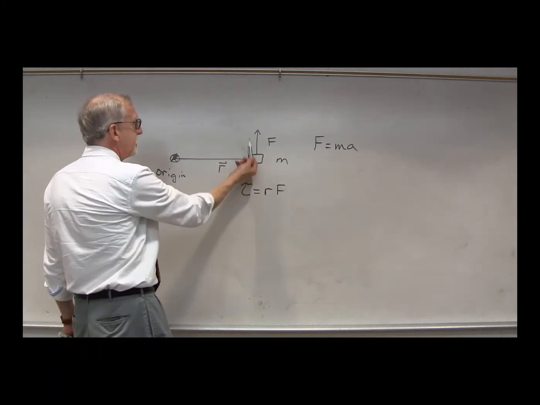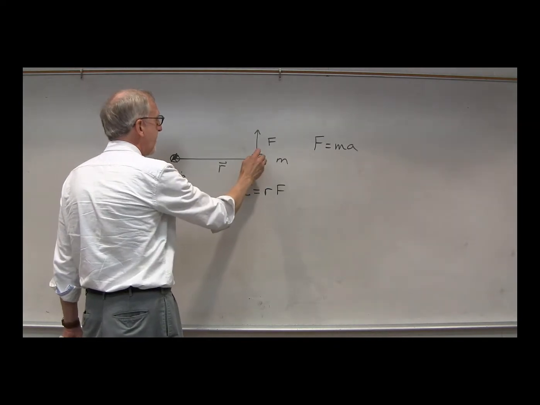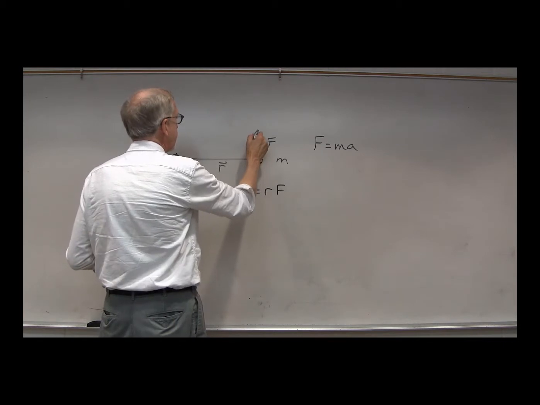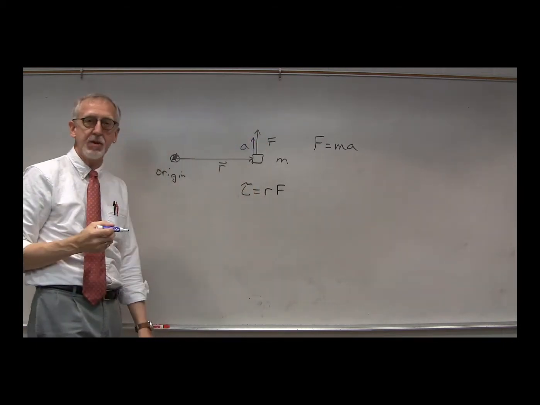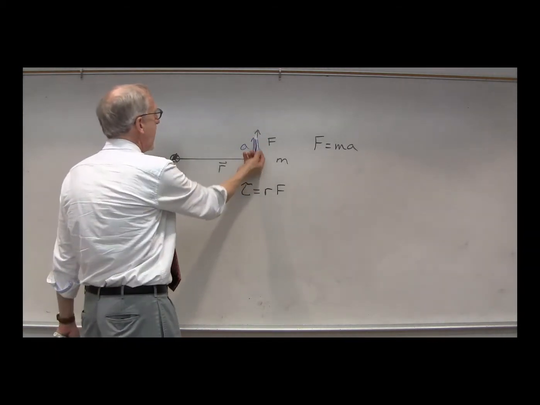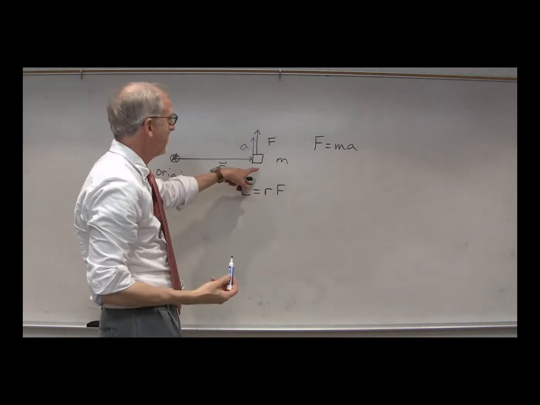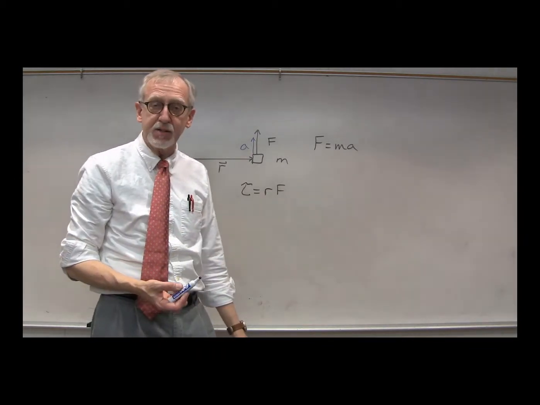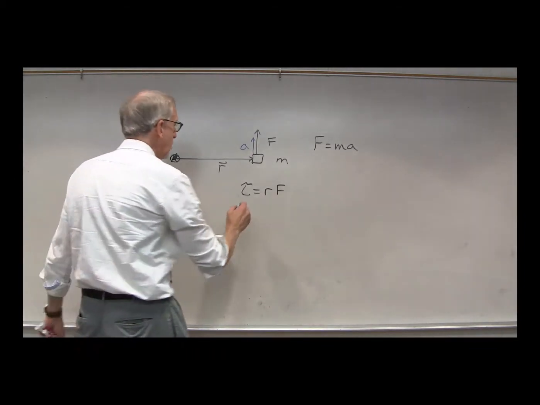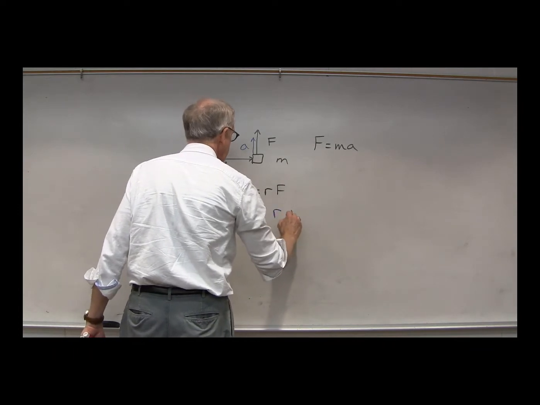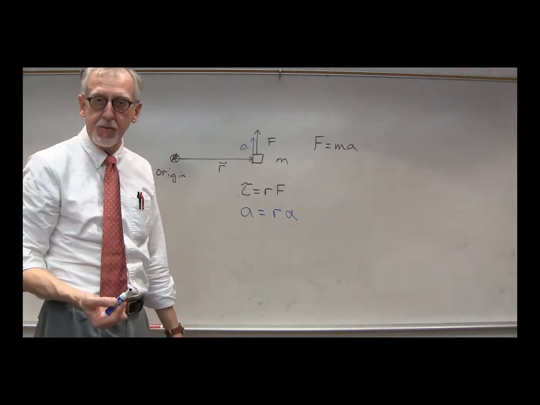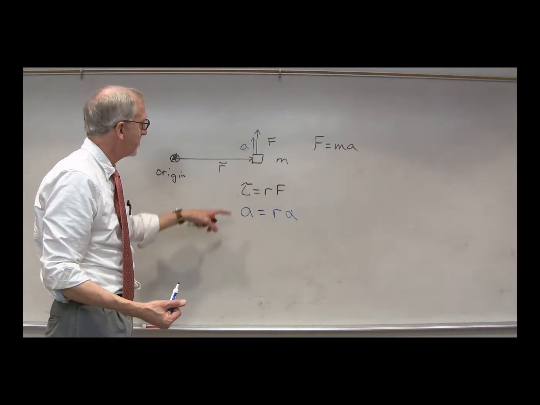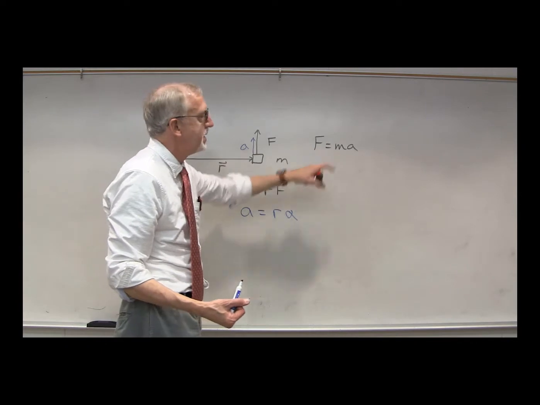Now we know that this object is going to have an acceleration. It's going to have an acceleration in the same direction as the force, so I'll draw that, say, up here. So here's my acceleration. That's going to cause a rotational acceleration of the object. If you could imagine this was rotating around the origin, what kind of angular acceleration would it have? Well, we know that a is equal to r alpha, back from our rotational kinematics. So we've got these relationships. Let's see if we can take these and put them into F equals ma.